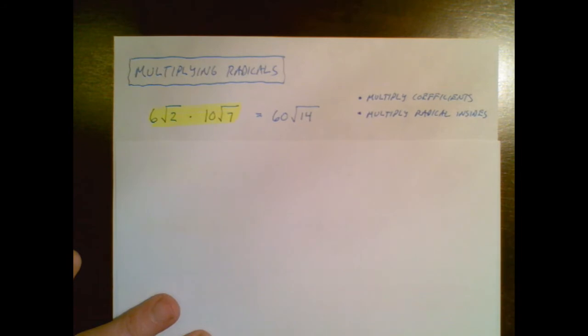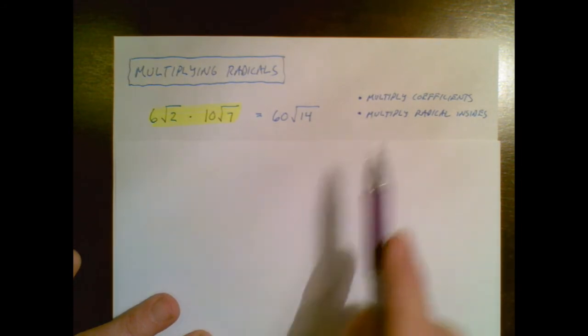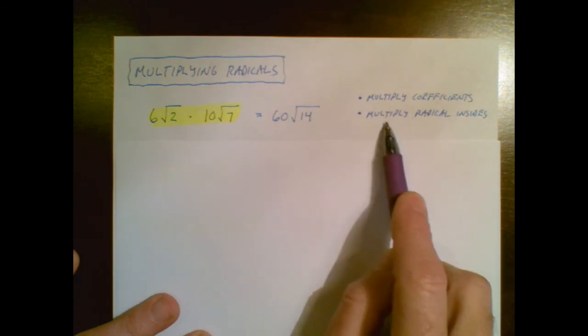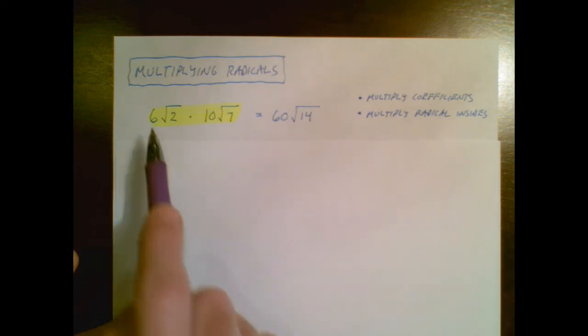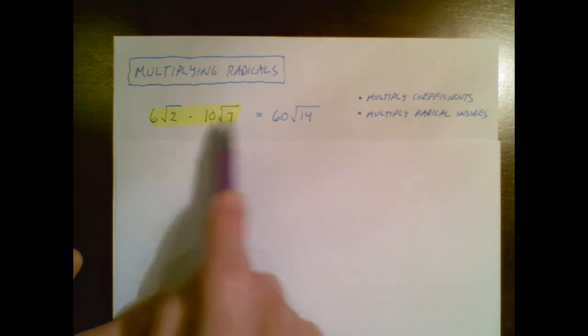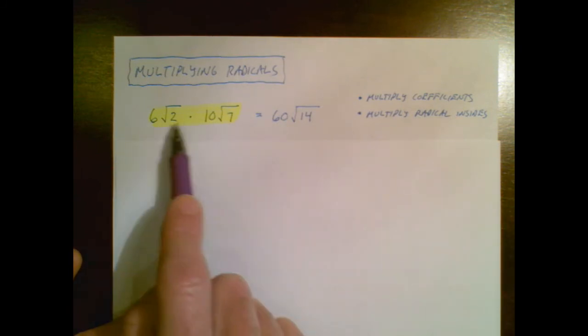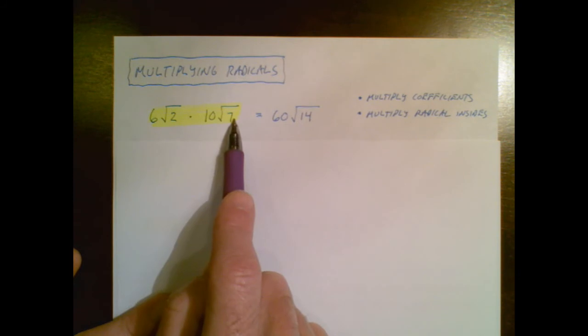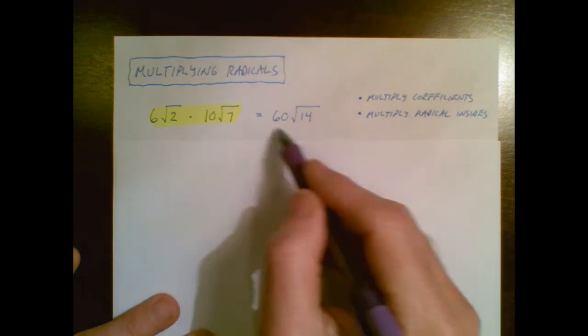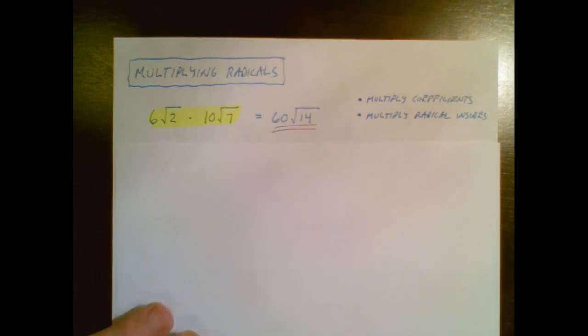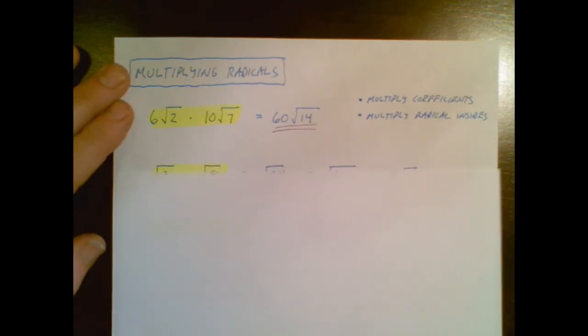When you're multiplying radicals, you can just follow these two guidelines. Multiply your coefficients and multiply the insides of the radicals. So the 6 and the 10 are the coefficients. They multiply to 60. The 2 and the 7 are inside the radical. 2 times 7 is 14. I'm done. I would look to see if I could do any reducing. In this case, I can't.